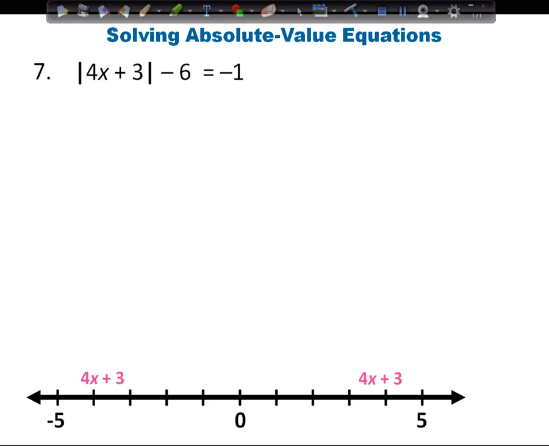Number 7, we want you to pause the video and try to work this one on your own. We've done some more complicated ones than this so far today. Go ahead and pause the video. Remember, your first goal is to isolate the absolute value bars and then break it down into 2 separate equations.